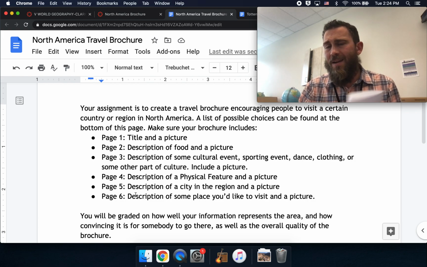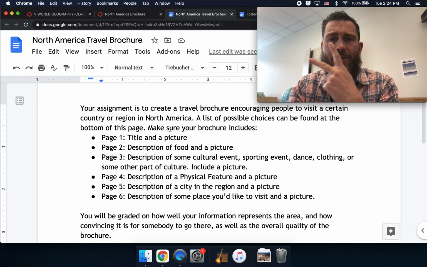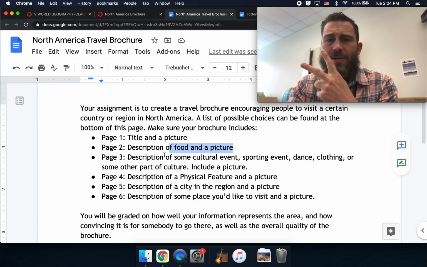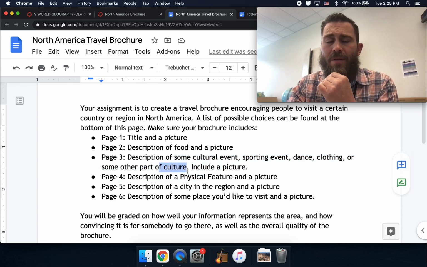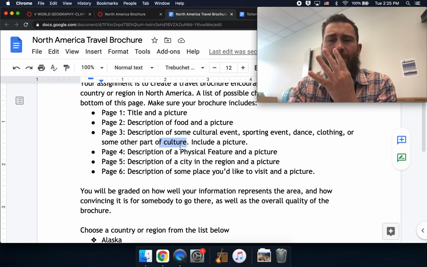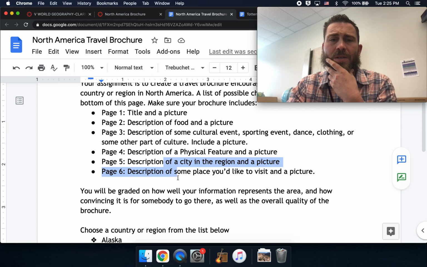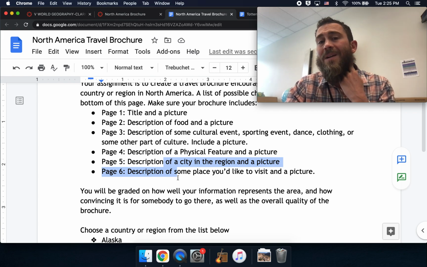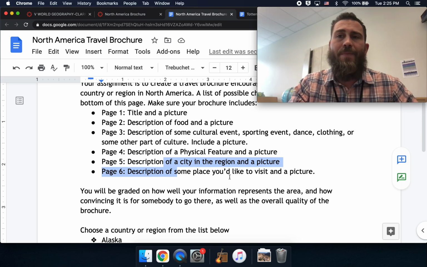But be creative. As long as you include all of this information: title and picture, description of food and a picture, description of some cultural event, sporting event, or other part of their culture, including a picture, description of a physical feature and picture, description of a city and region in a picture, and then lastly, description of some place you'd like to visit and a picture.